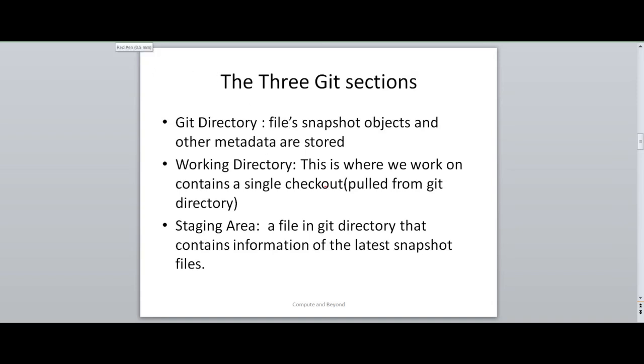Okay, and we have the three sections. We have the Git directory, the working directory, and the staging area. Of course, they refer to the states of Git. The Git directory is the file snapshots, objects, and other metadata that are being stored. It's basically everything within the .git folder of our Git project. And the working directory is where we work, and it contains a single checkout pulled from the Git directory. And we haven't mentioned one specific thing, which is checkout.